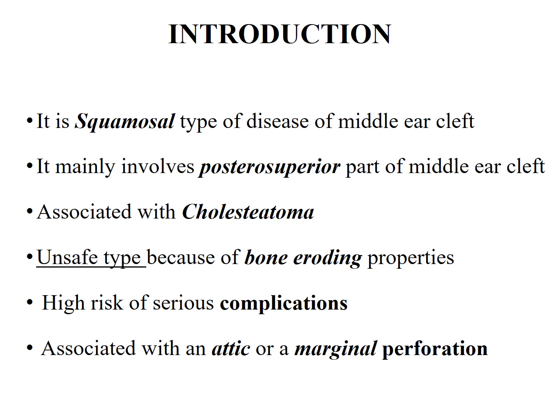Introduction. Atticoantral CSOM is basically a squamosal type of disease of the middle ear cleft, and in contrast to the tubotympanic disease, which involves the anteroinferior part, it mainly involves the posterior part of the middle ear cleft. It is associated with cholesteatoma. It is an unsafe type because of its bone eroding properties, due to which there is high risk of serious complications. Atticoantral disease is associated with an attic or marginal perforation.